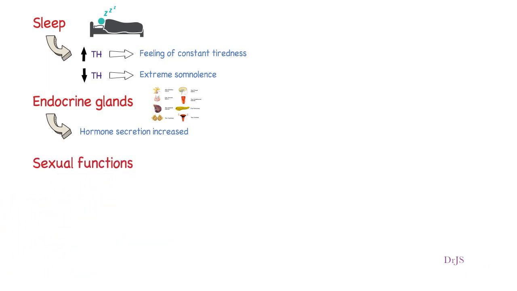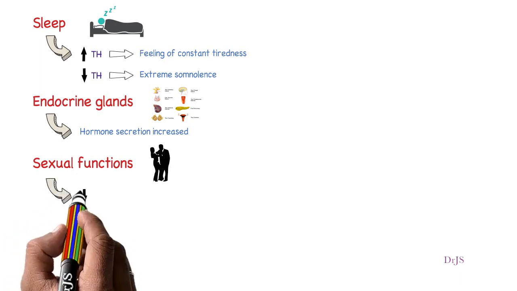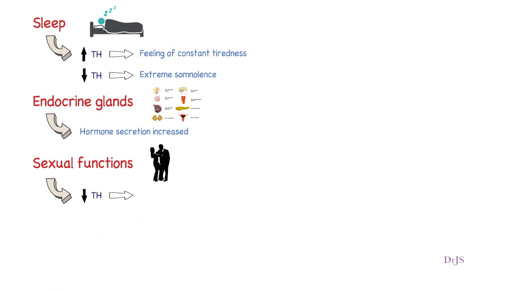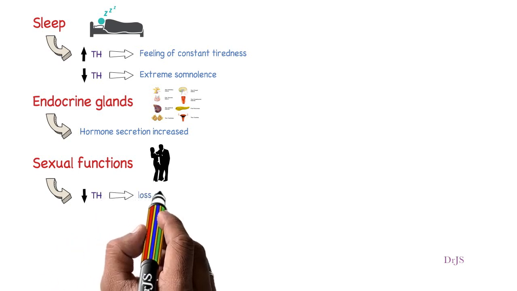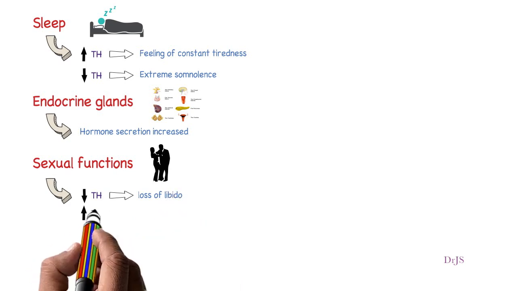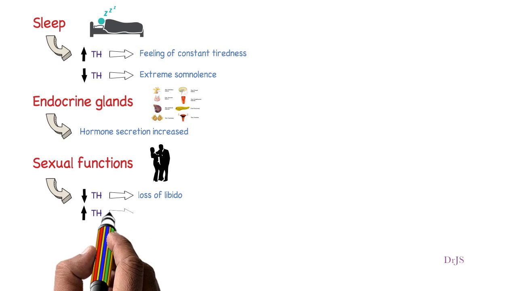Effect of thyroid hormone on sexual function. For normal sexual function, thyroid secretion needs to be approximately normal. In men, lack of thyroid hormone is likely to cause loss of libido. Great excesses of the hormone, however, sometimes cause impotence.